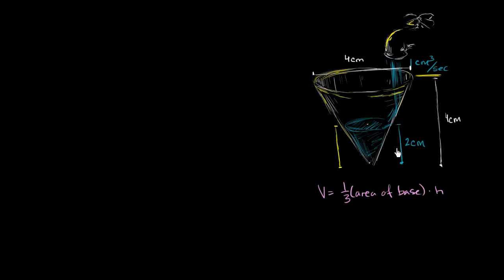Let's think about this a little bit. What are we being given? We're being given the rate at which the volume of the water is changing with respect to time. So let's write that down. We're being given the rate at which the volume of the water is changing with respect to time, and we're told that this is 1 cubic centimeter per second. And what are we trying to figure out?